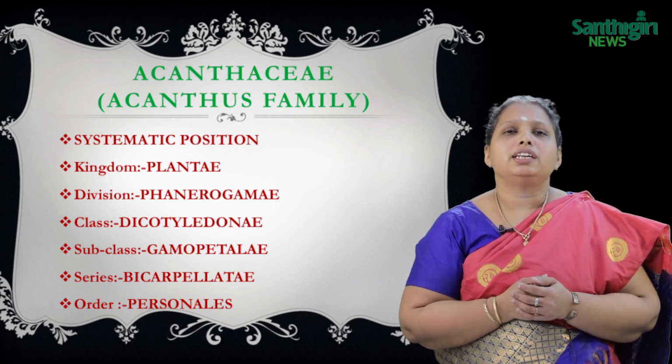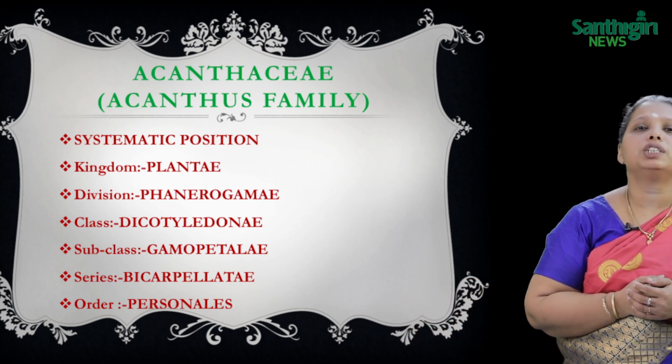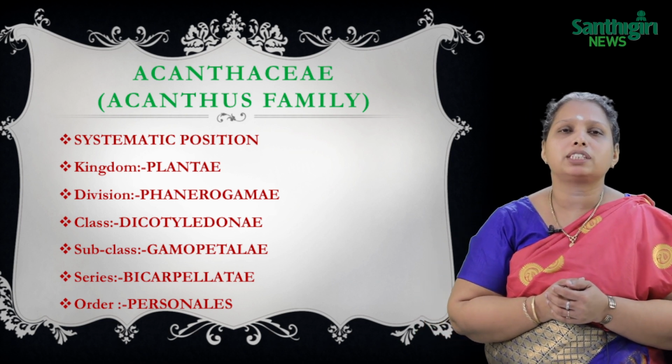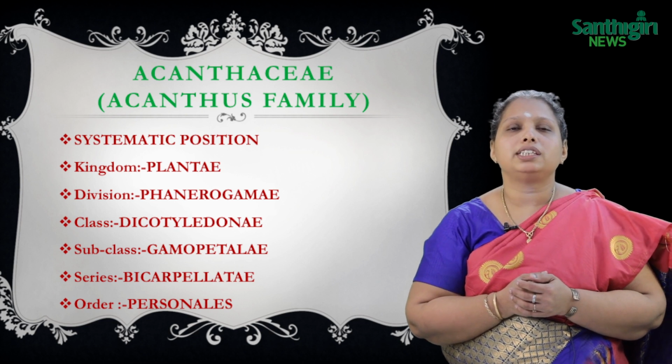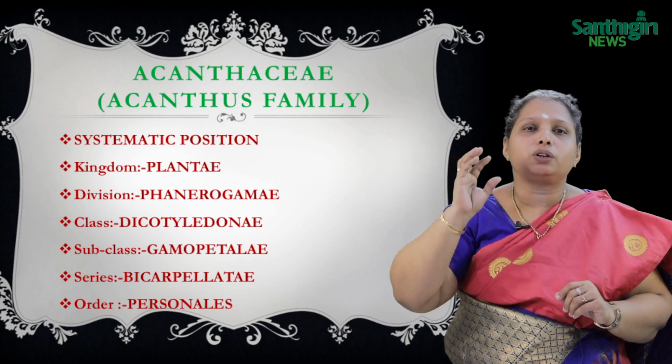Likewise, next is a new order for you, called Personales. The characters of Personales are as follows. There is a personate corolla, a person's mouth-like corolla. Then next characteristic feature is stamens as many as corolla lobes or fewer than corolla lobes, like that of bicarpellate. Then leaves alternate, opposite or whorled arrangement.